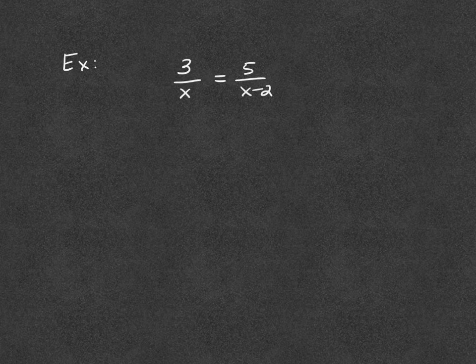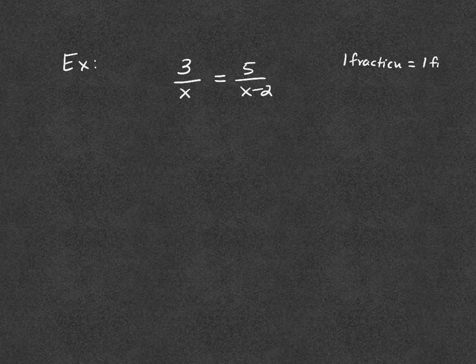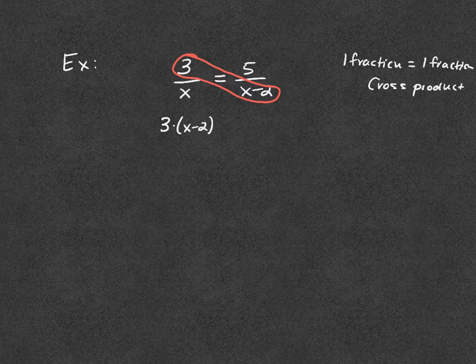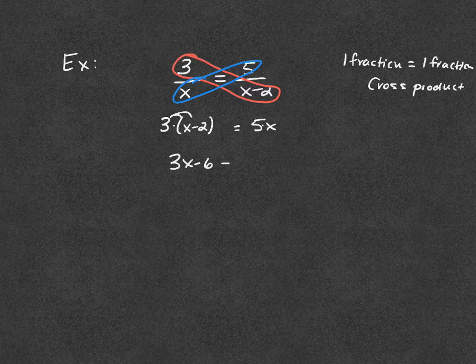As we start to move into equations that are more algebraic, we see something like this. Let's pretend 3 over x is equal to 5 divided by x minus 2. If we have one fraction equal to one fraction, our tool to solve this type of equation is the cross product, or cross multiplication. Again, if I take these two things and multiply them together, it's important to use parentheses so we know that the entirety of x minus 2 is being multiplied by 3. And if I multiply those other two, 5x, they should be equal to each other. So here I can distribute my 3, so I get 3x minus 6 is equal to 5x.